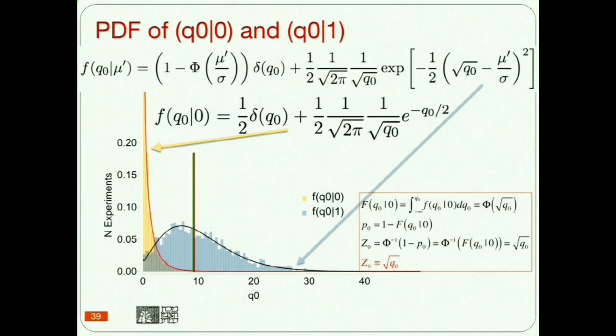P0, if I have an observation here, P0 is all the area. So it's 1 minus this. So it's the area when you are away from the null hypothesis in this direction. Then Z0 is given by phi minus 1, the inverse, of 1 minus P0, which turns out to be simply the square root of Q0. So you remember, if Q0 is 25, your observation is 5 sigma. If Q0 is 16, your observation is 4 sigma. If your Q0 observed is 9, your observation is 3 sigma. If it's less than 1, you observe nothing. So that's the way it works.